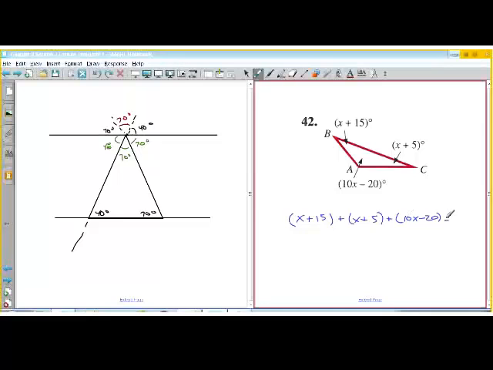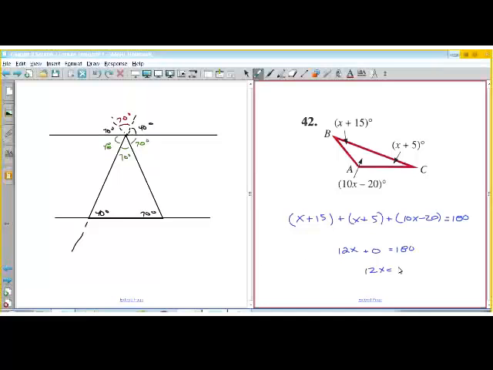So these are the measures of the 3 angles. And the measures add up to 180 degrees. That's the rule. So once we've applied the rule, then the rest is algebra. So we'll take 1x plus 1x plus 10x. We get 12x. And then we add the 15 plus 5 is 20. Minus 20 is 0.